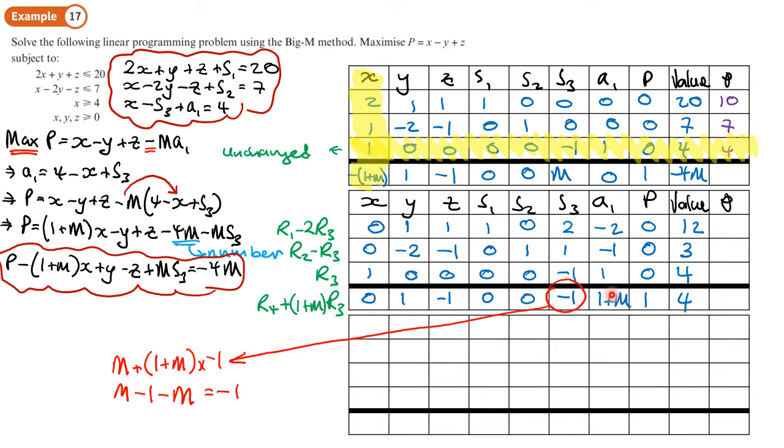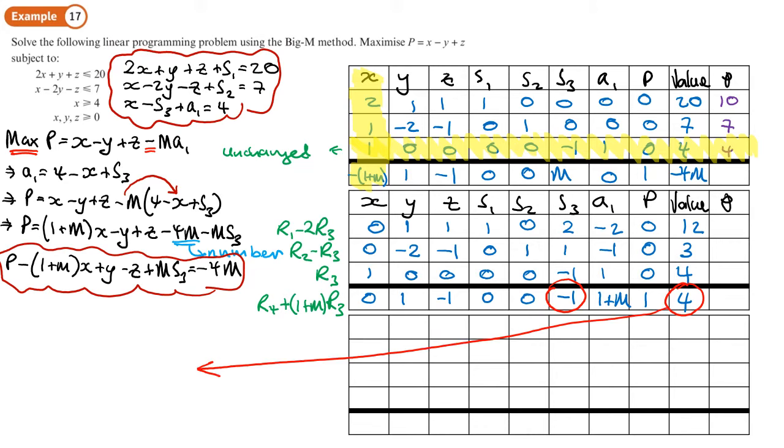We're going to do the same thing with this, sorry, not that one, this one here. We're going to work out how we ended up with 4 there. The old value for row 4 was negative 4m, and we're adding 1 plus m lots of row 3, and row 3 is 4. So basically what this becomes is negative 4m plus 4 plus 4m. So you can see it just becomes 4 in that cell there.